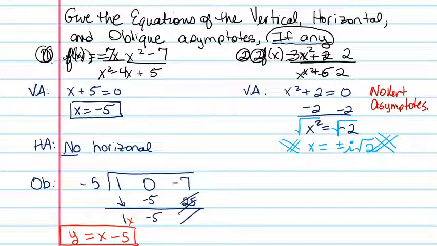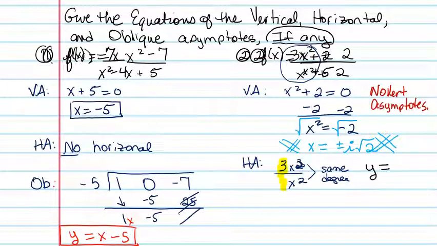So now we'll go to the horizontal. Again, the horizontal rules are in a previous video, so check those rules again if you need to look over them. We compare the degrees. We have a 3x to the third over an x to the second. They're not the same degree, so we go to the coefficients, which are 3 and 1. And so my horizontal is y is equal to 3, technically 3 over 1. And that is my horizontal right there.